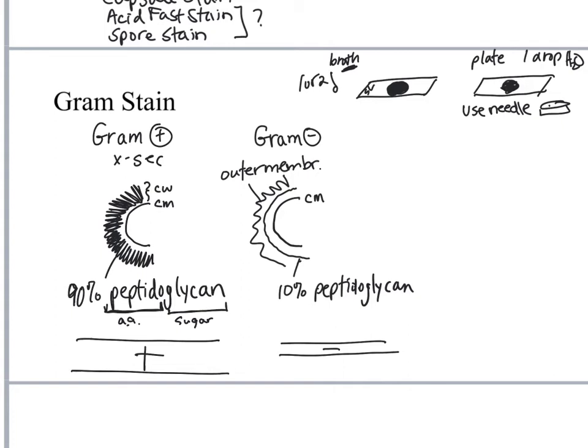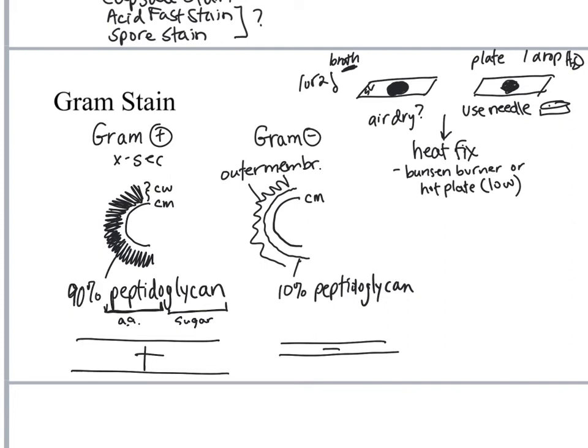Regardless of whether you took from a broth or a plate though, you always are going to need to heat fix before you start your staining procedure. And you can do that either by passing it through the Bunsen burner, again, which I'll demonstrate, or you put it on the hot plate on low until it's totally dry. If you don't heat fix, then a lot of the cells are just going to slide right off when we start our staining procedure.